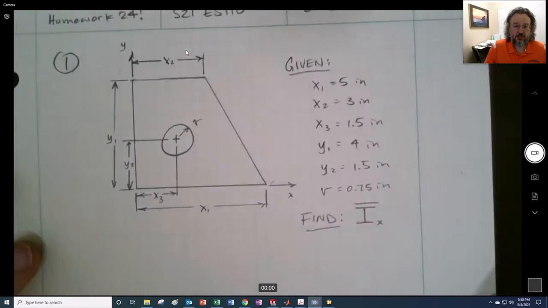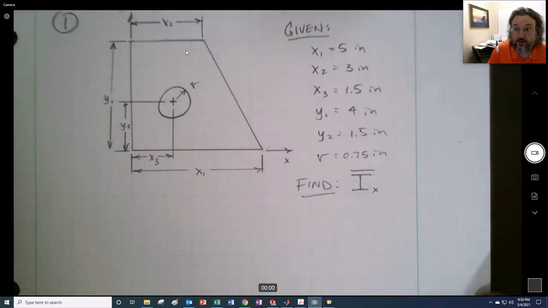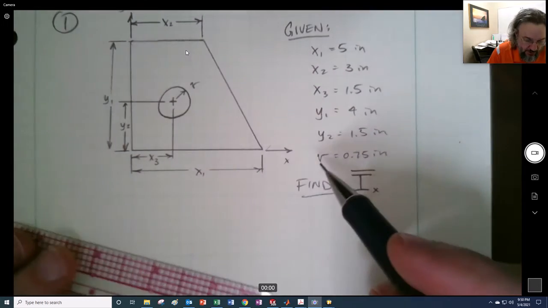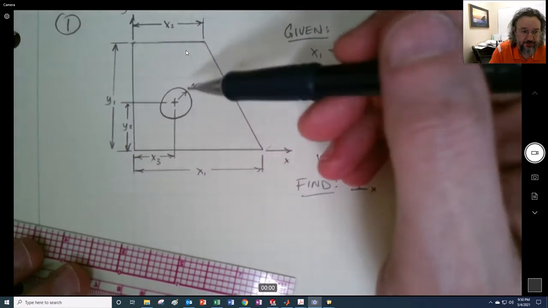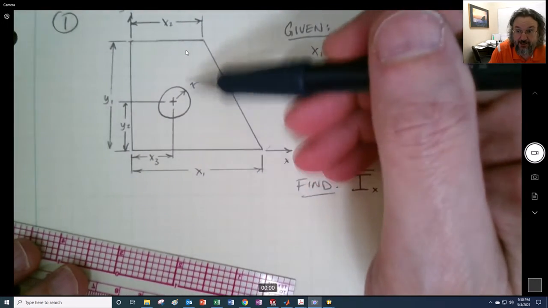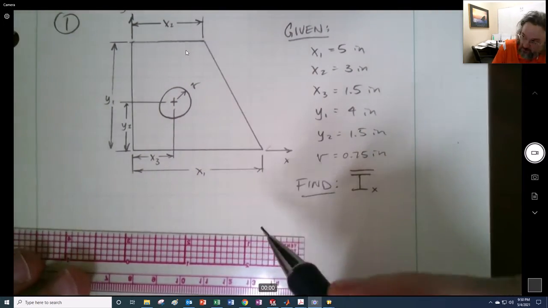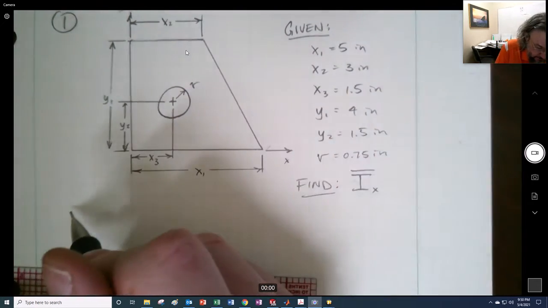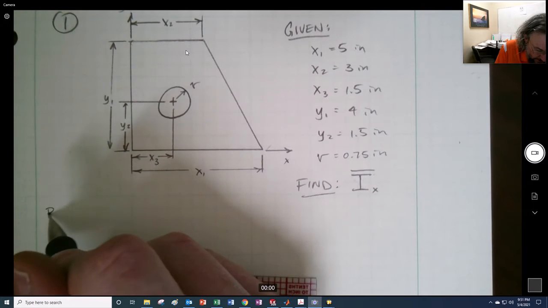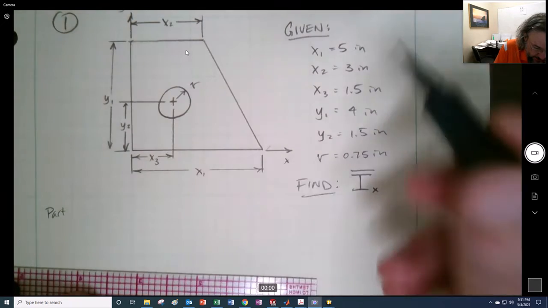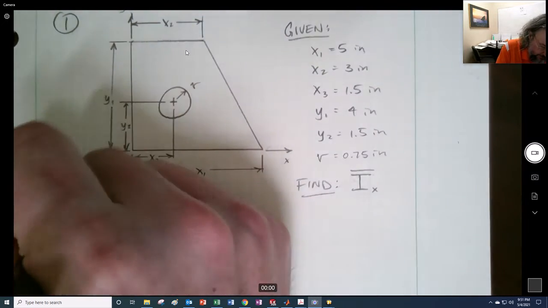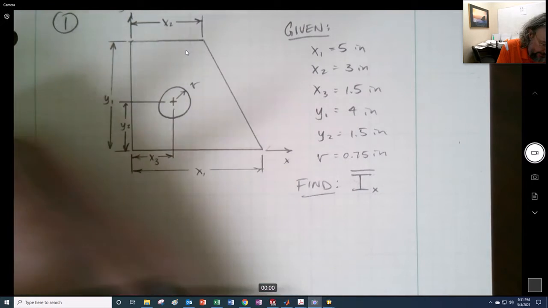Okay, so the first thing we want to do is find out where the centroid is. We want to find the y bar, right? So we have to figure out where y bar is going to be. So let's take it, and I'll write part right here. And maybe I should have a plan of attack. That sounds like a good idea.